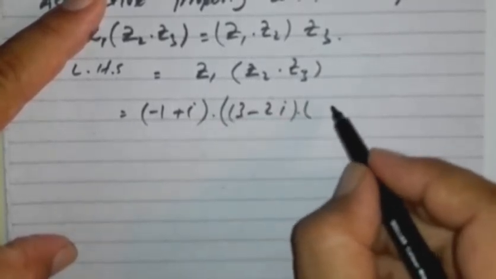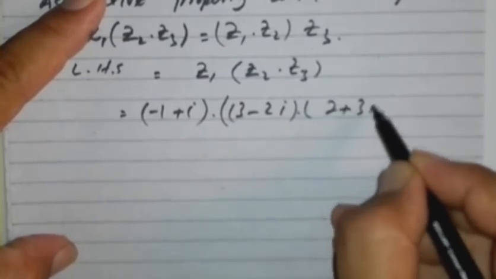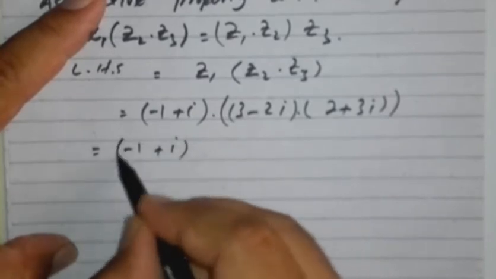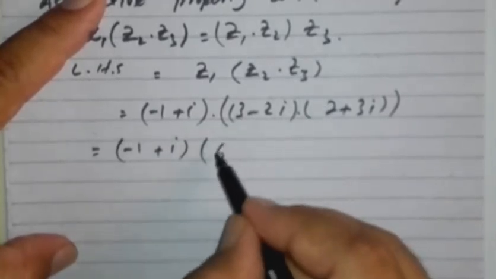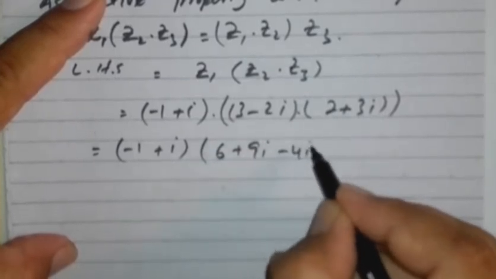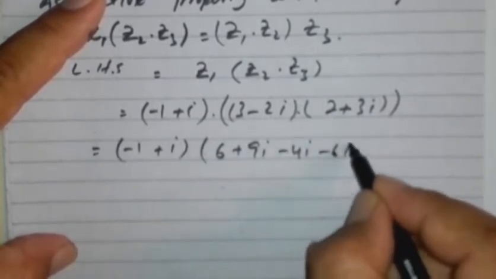into Z3 value is 2 plus 3 iota. Minus 1 plus iota, 3 2s are 6, 3 3s are 9 iota, 2 2s are minus 4 iota, and 2 3s are minus 6 iota square.